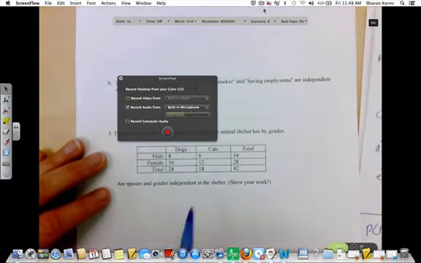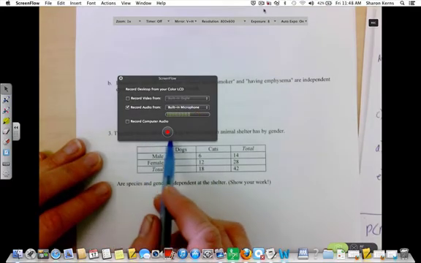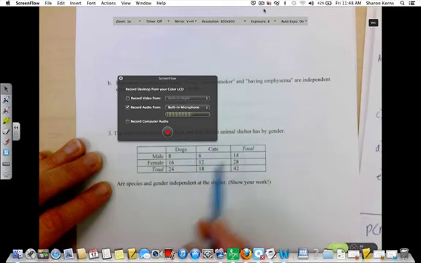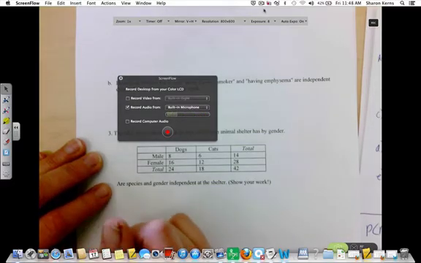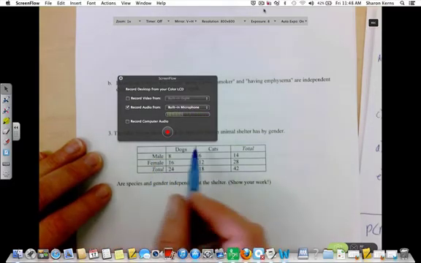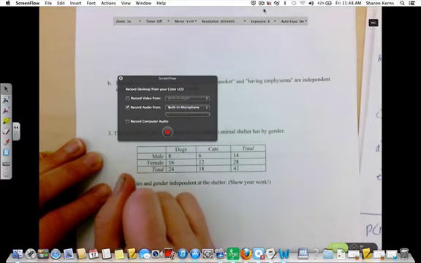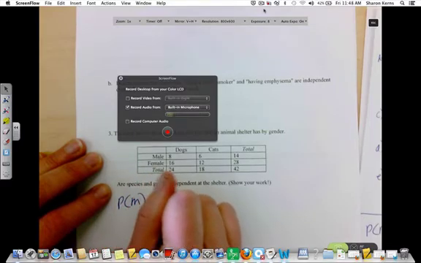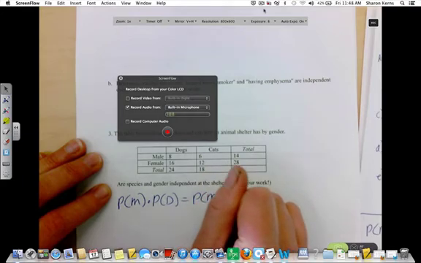Doing the problem over here with cats and dogs, the question: the table below shows dogs and cats at an animal shelter by gender. The question is, are species and gender independent at the shelter? And show your work. So I would pick one gender and one type of animal and find out using the multiplication principle, are they independent? So let's do males and dogs. Is that the probability of male intersection dog?